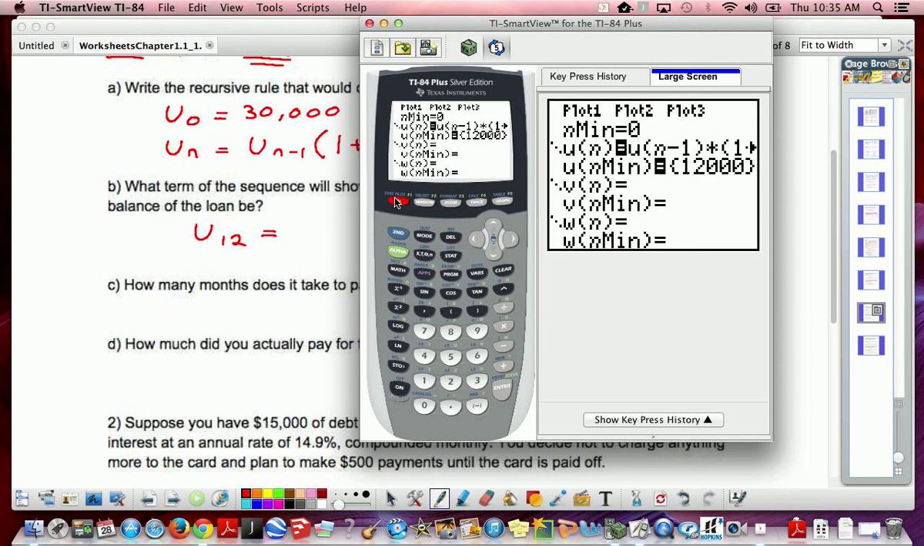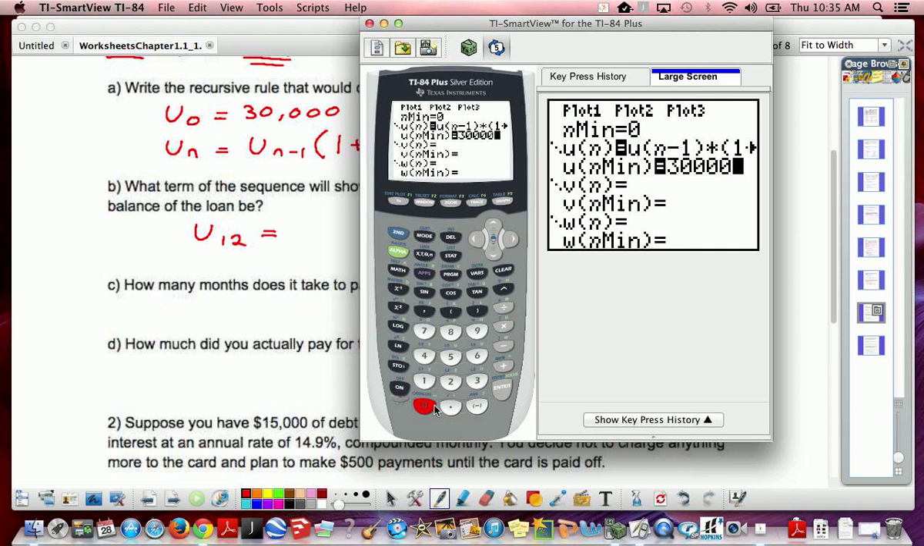So we're going to go to our y equals, and we're going to type in our recursive piece. So we're going to do this times, then I'm going to kind of delete this part so I can type it all in at once so I know I get it right. So it's times parentheses 1 plus 0.029 divided by 12, close parentheses, subtract 600. So what's nice is we can do these, again, these shifted geometrics. Now, our starting value wasn't 12,000, it was 30,000.